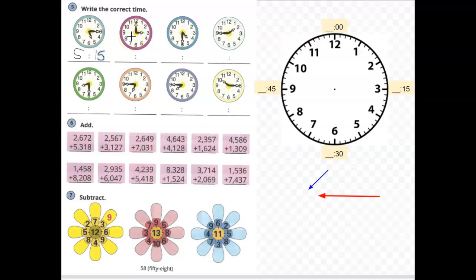Let's go to the next one. So our short hand, our short guy, is the hour. And what's it pointing to? It's pointing to 3. And our long hand is pointing to the 12. What does that mean? When our long hand is pointing to the 12, it's 00. We need o'clock.